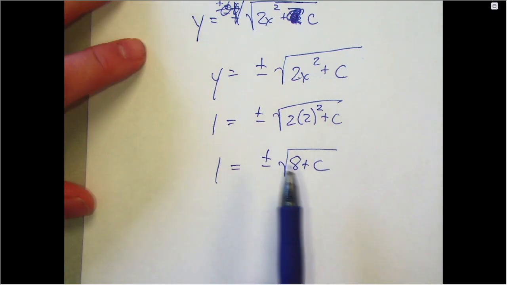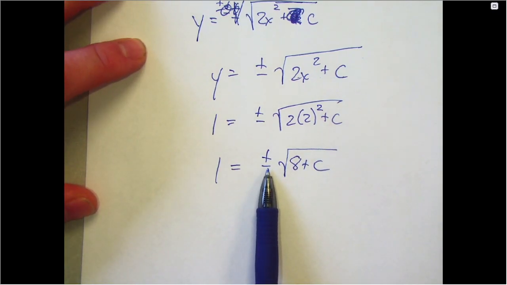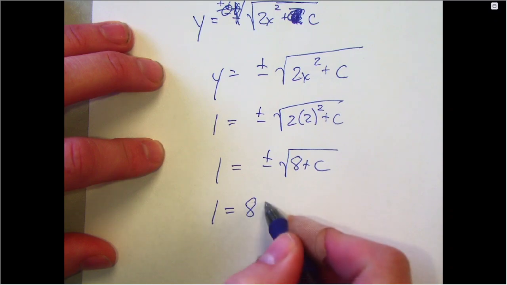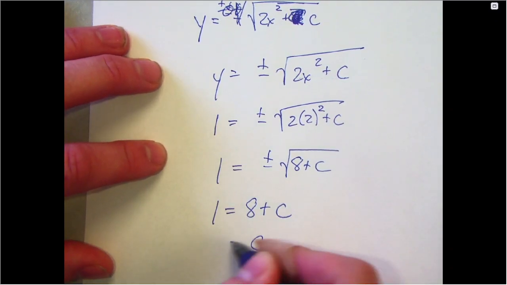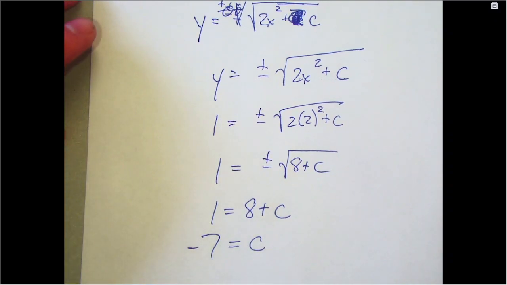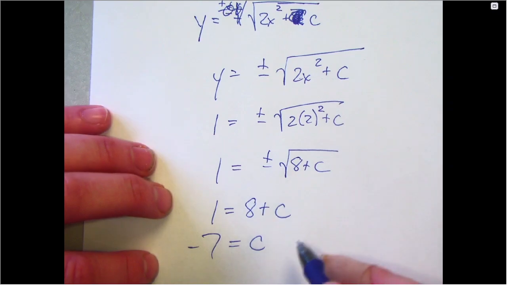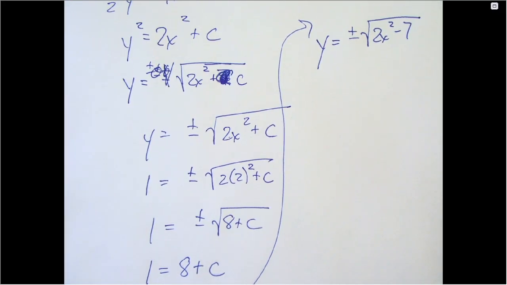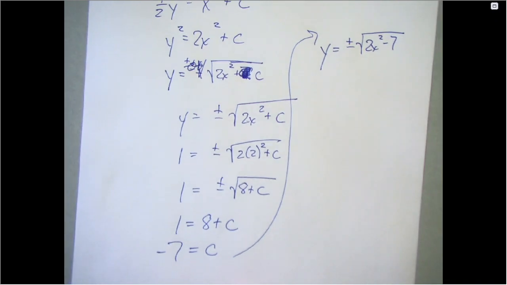You'd square both sides. So the plus or minus will then go away, because it doesn't matter if it's plus or minus. When you square it, it's plus. So I get 1 equals 8 plus c. C is negative 7, not positive 7. So then I go back and say, okay, that means y equals the plus or minus is still there, 2x squared minus 7. I'm just putting my c in that place. So I did the y part. I'm sorry, I kind of just did both, didn't I? Yeah, I did both. Let me stop there.